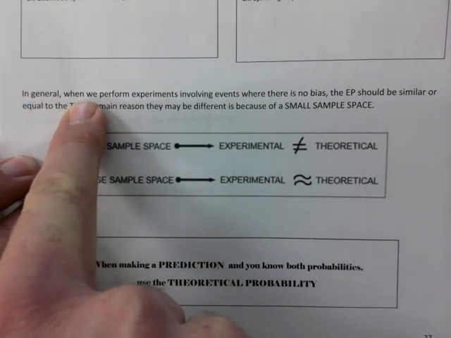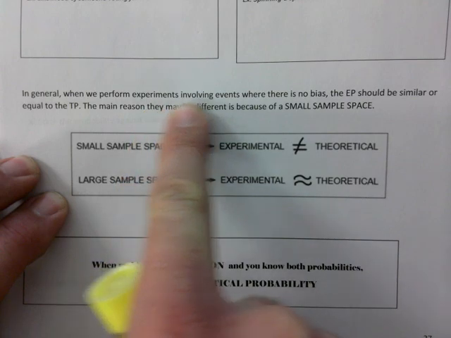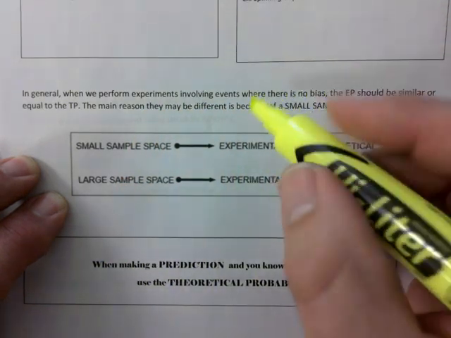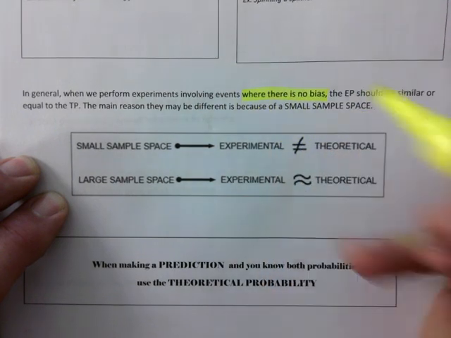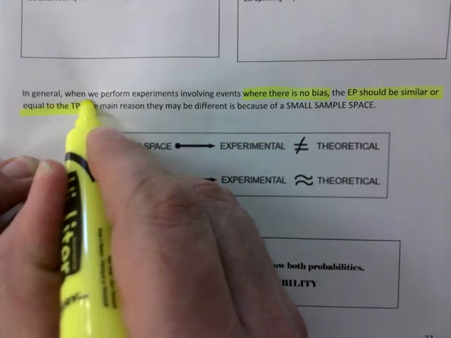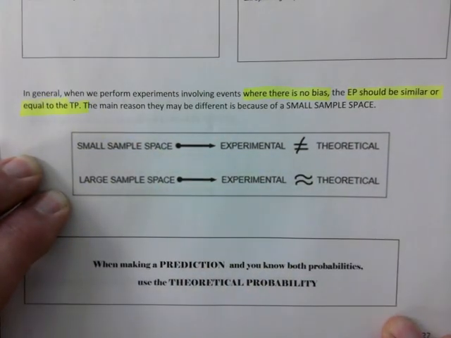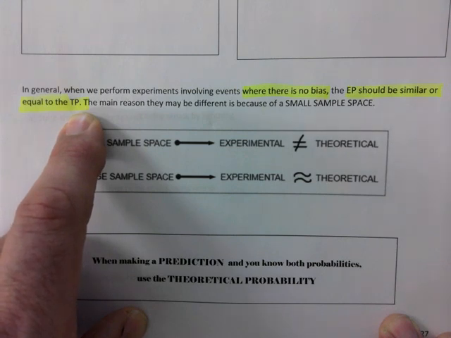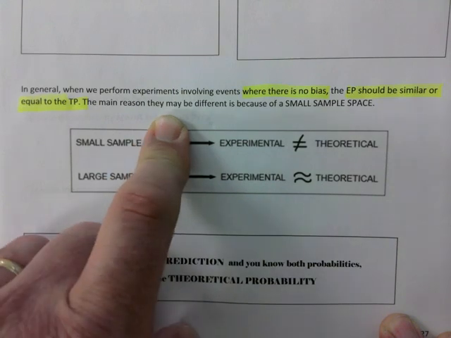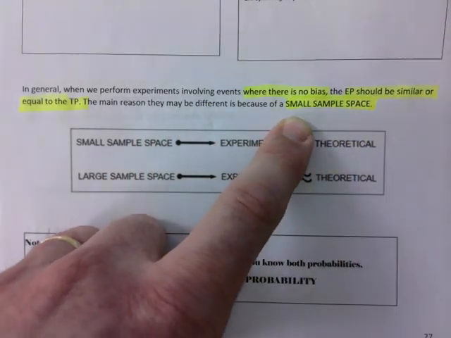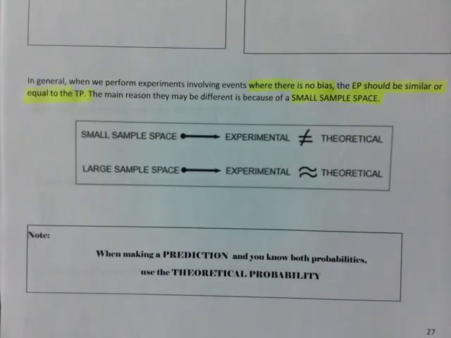In general, when we perform experiments involving events, where there's no bias, the EP should be similar or equal to the TP, right? Experimental probability should be the same as the theoretical. Make sure you follow. The main reason they may be different is because there's a small sample space. What is a small sample space?